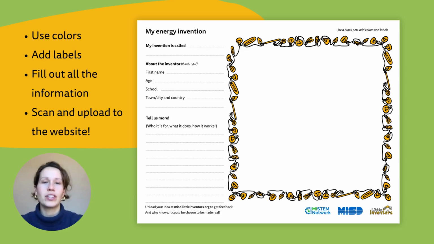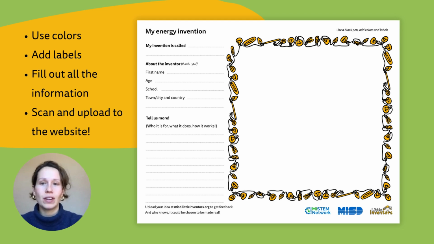The invention drawing sheet. Now on to the invention drawing sheet. It's the most important sheet in the inventor's log, as it's the sheet you will submit to Little Inventors to be selected as a winner. We've included 3 invention drawing sheets in each log so that your students can come up with multiple ideas. And don't forget, you can always print out extras too if they have even more ideas.